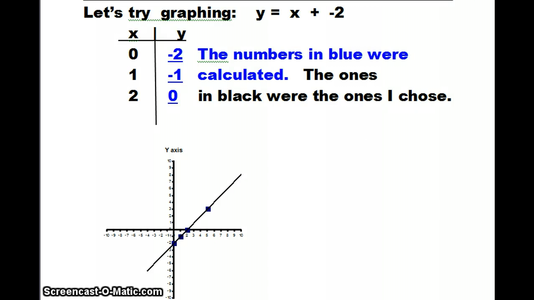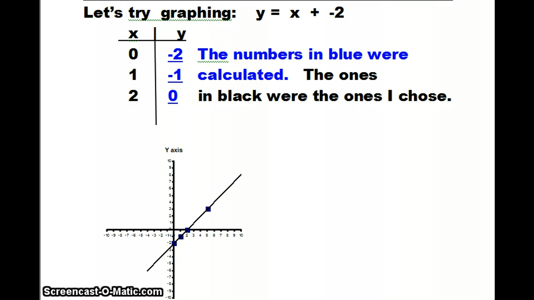Let's try graphing another example. These are very similar to the ones that are on your practice test 4 that you have. The equation that we're trying to solve is y is equal to x plus negative 2. Previously, when we said we could pick values, we could pick either x or y.